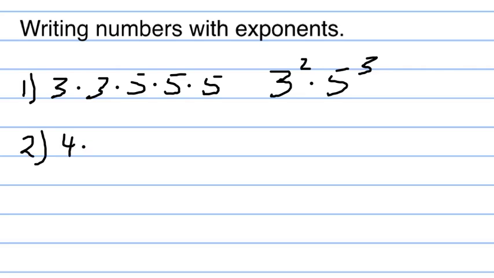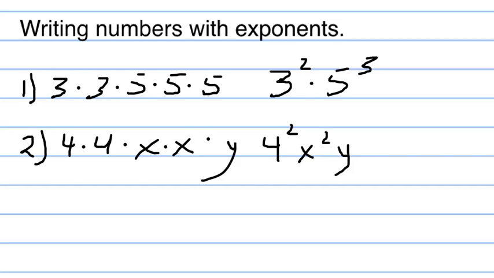I have 4 times x times y. How would I write that with exponents? Well, there's 2 4's, so 4 squared times x squared times y. So in other words, I have 4 squared x squared y. I have those right next to each other, so I don't need to put any multiplication symbol in between. How about the third one?